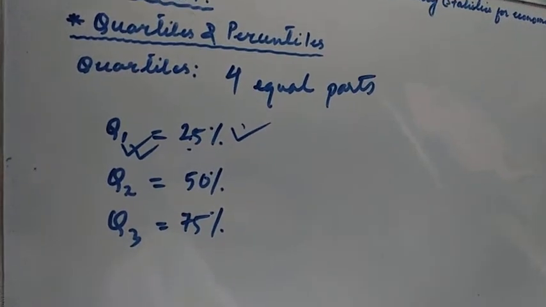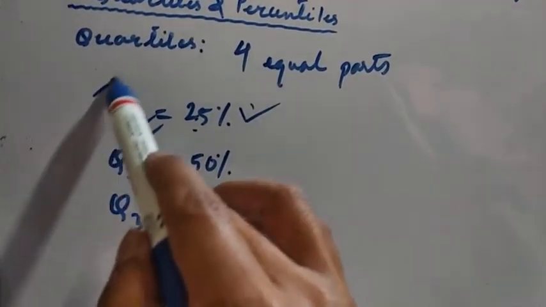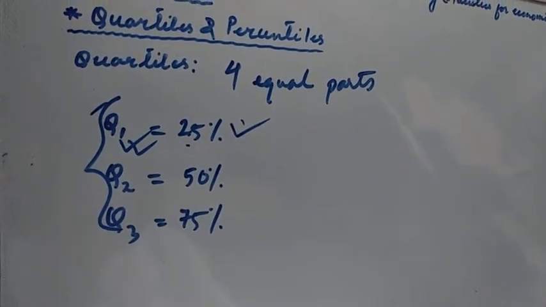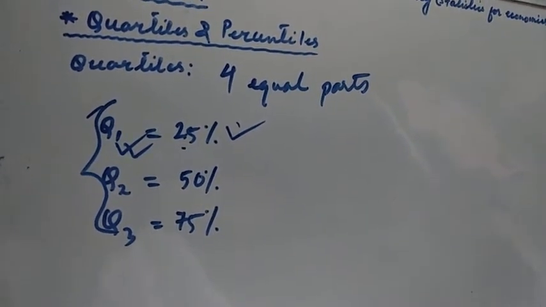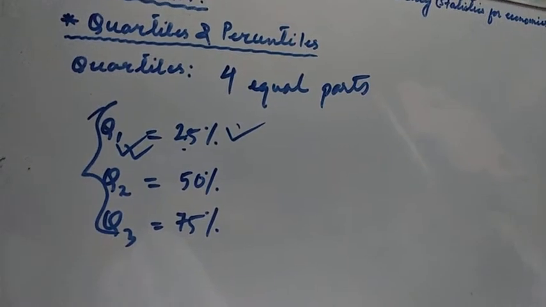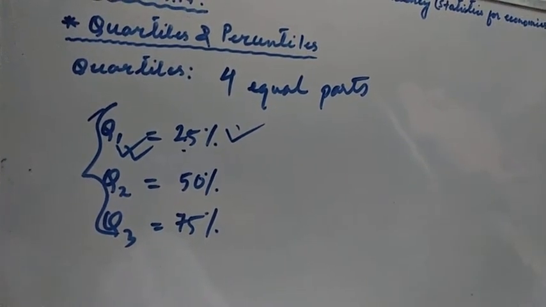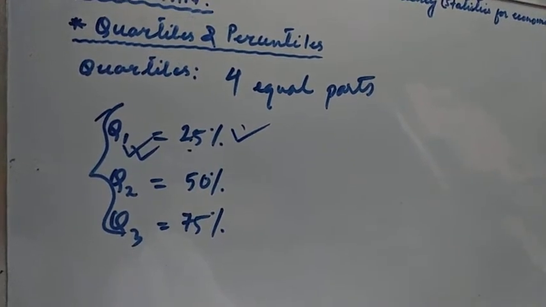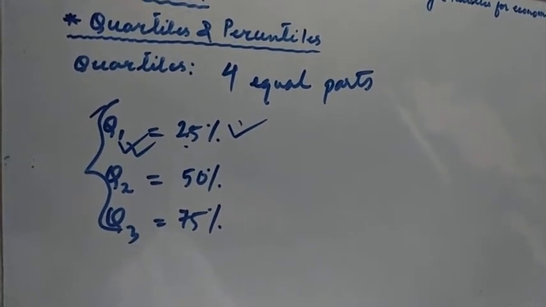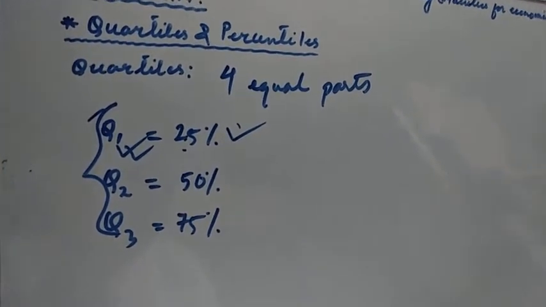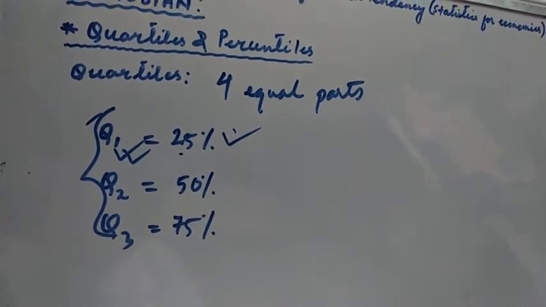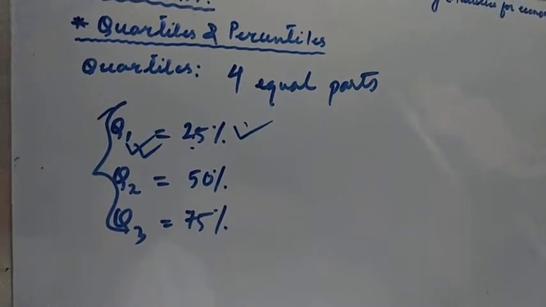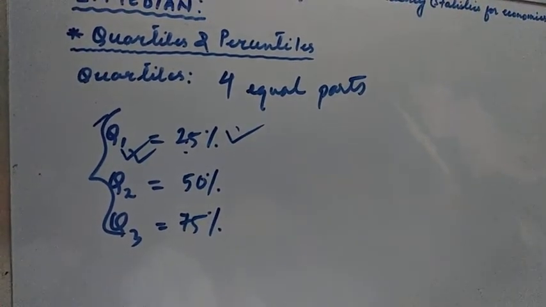So Q1, Q2 and Q3, all these denote the limits within which the central 50% of the data lies. So that is about quartiles.